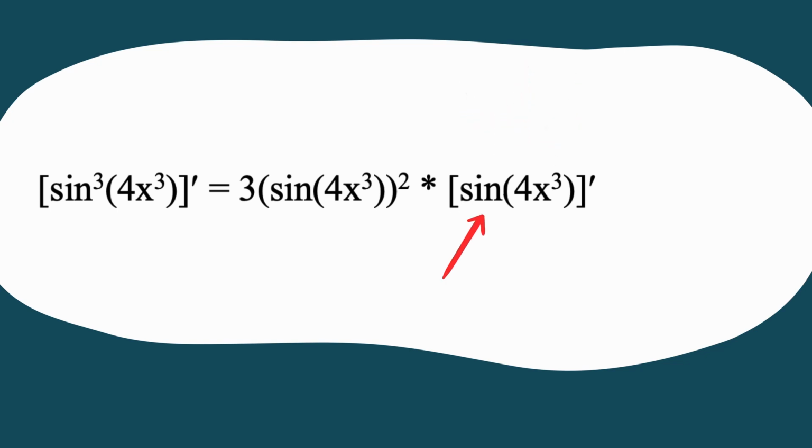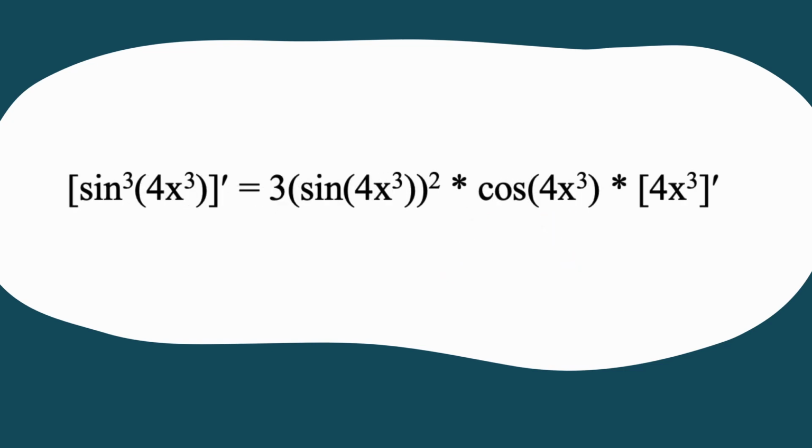We have our outside function, which is the sine function, and we have the inside function, which is 4x to the third power. The derivative of sine x is cosine x, so this is what we write, except instead of x, we have 4x to the third power. And finally, we are left with 4x to the third power, which, after differentiation, is equal to 12x squared.